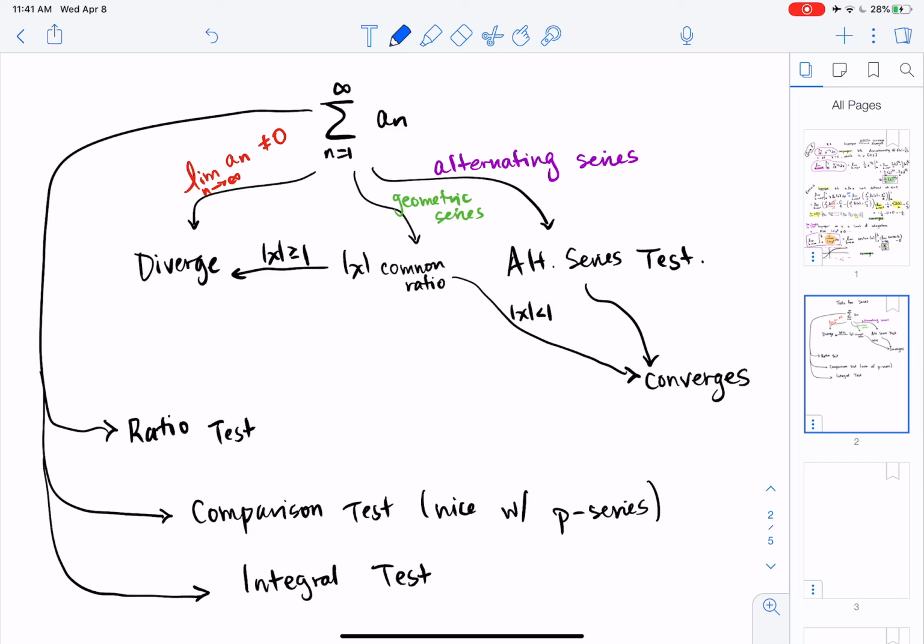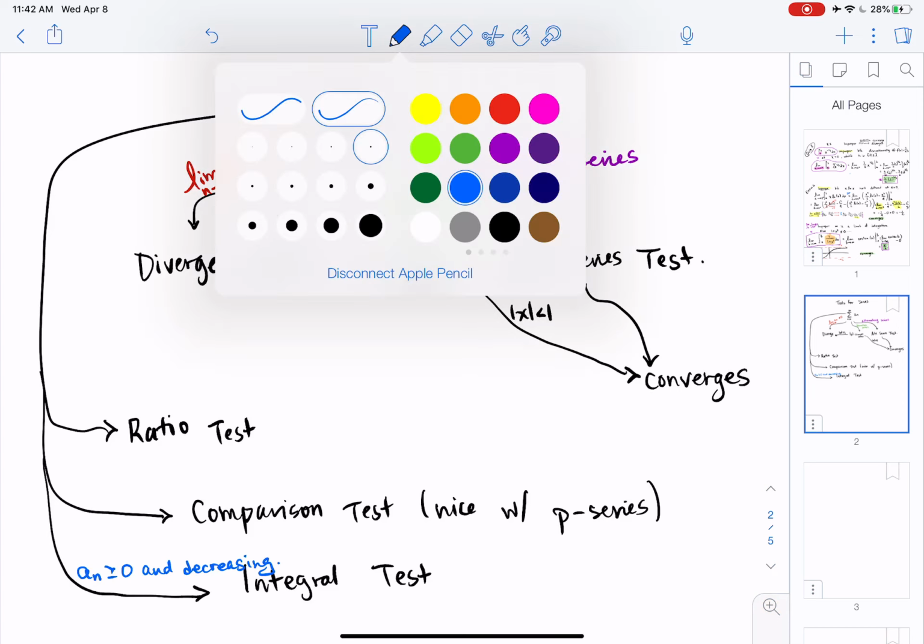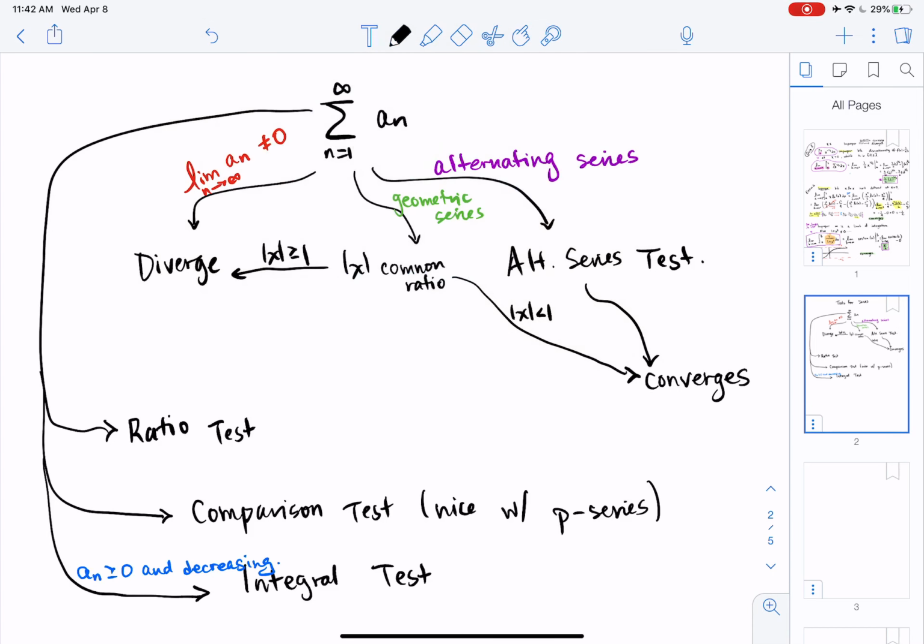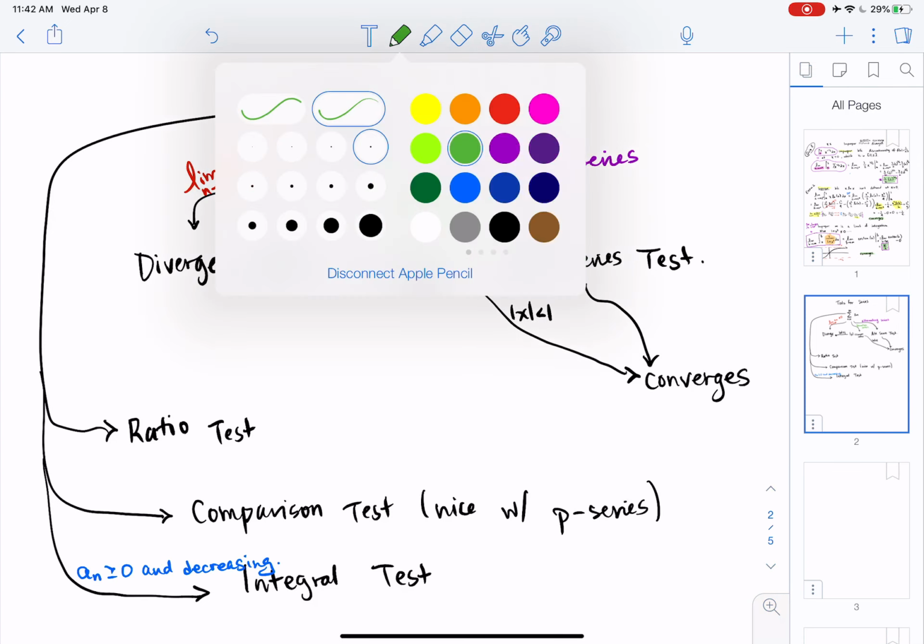Ratio and comparison tests can be used whenever. The integral test has to be used in a specific case, and this is the case where all of your a sub n's are positive and decreasing. Okay. All right. Cool. So any one of these tests, the ratio test, if you'll remember, you take the, I want a different color.